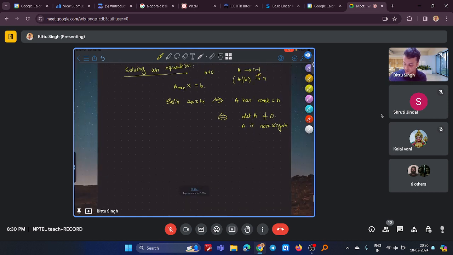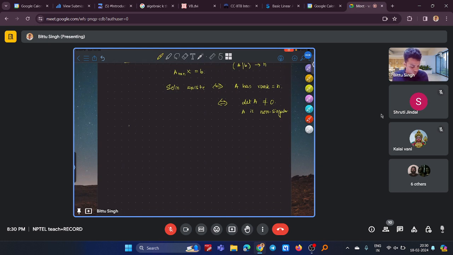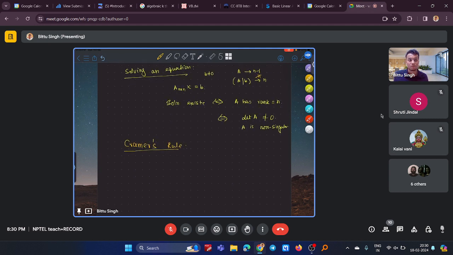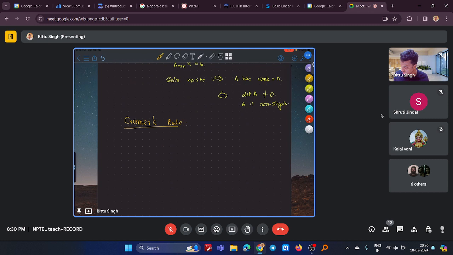Let us try to find a solution. There is a rule which is called Cramer's rule. We can use this rule to solve any n by n system. Consider this system: x plus y plus z is 11, 2x minus 6y minus z is 0, 3x plus 4y plus 2z is 0. Now solve this system.